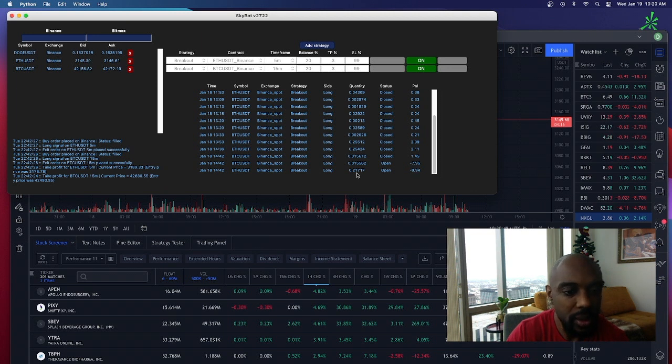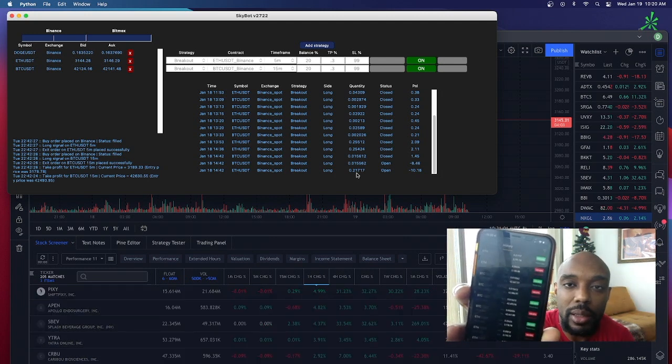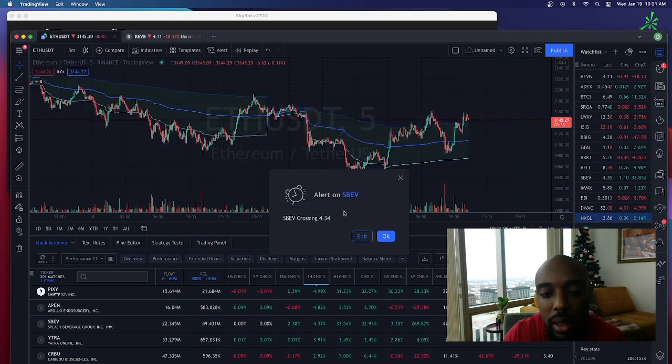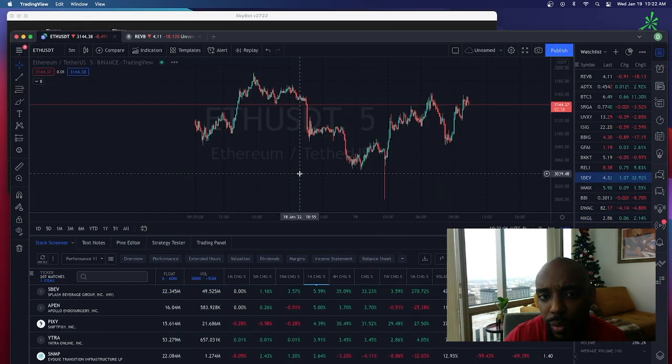All right, so I'm gonna go into my history here, and we're looking for the last Ethereum buy, which was yesterday for 0.21717 at an average price of 31.91. It's right here. So we bought in at 31.91.